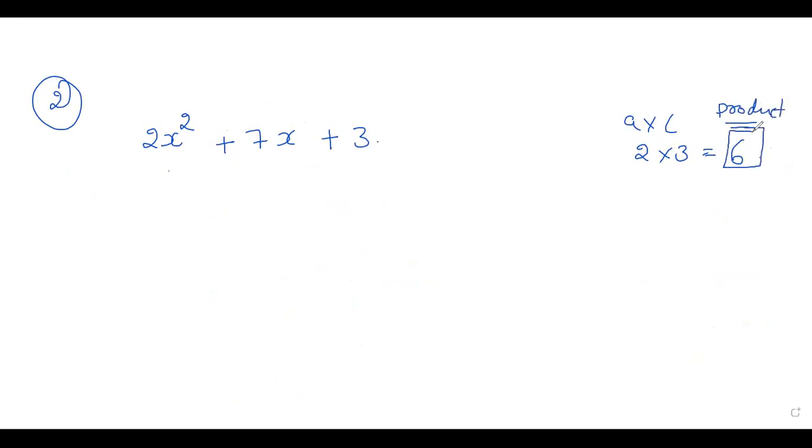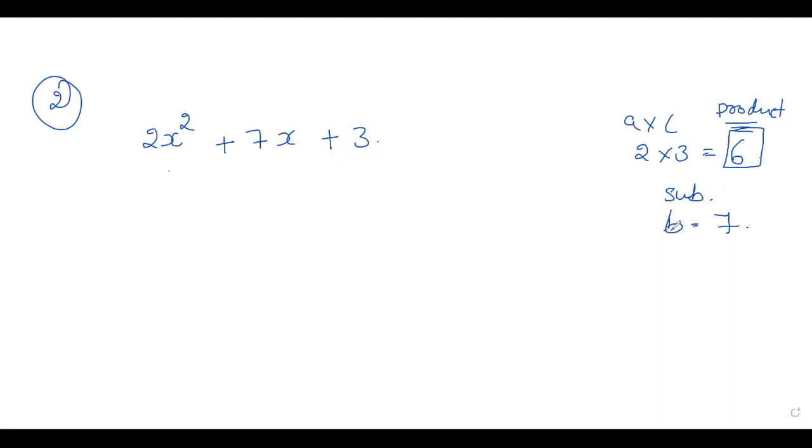Second one, 2x square plus 7x plus 3. So, a into c, right? A is 2, c is 3. So the product should be 6. And the sum should be, what should the sum be? Yes, b, that is equal to 7.